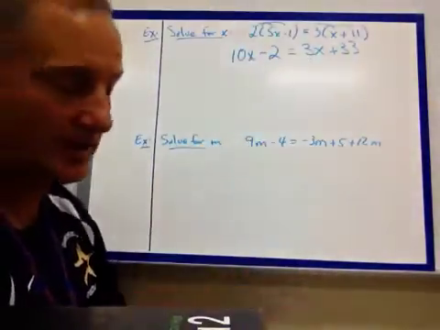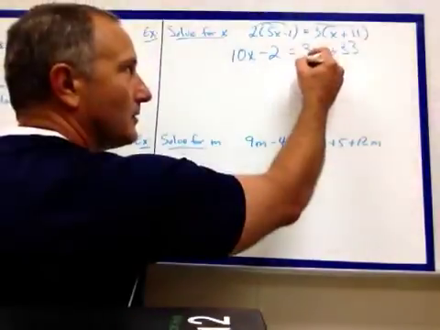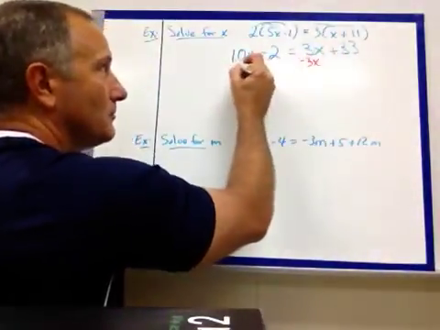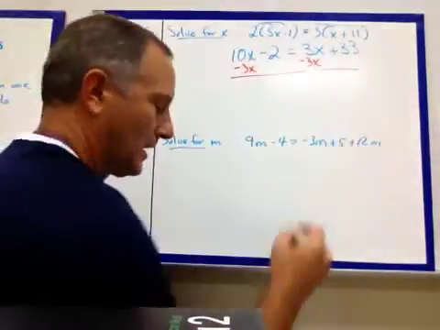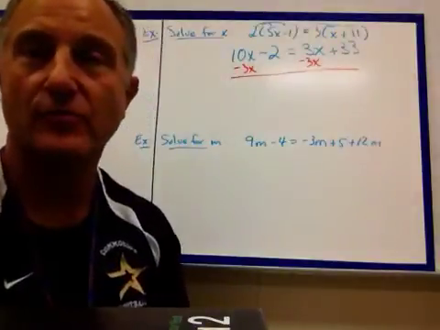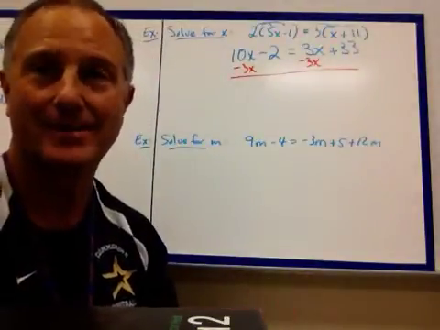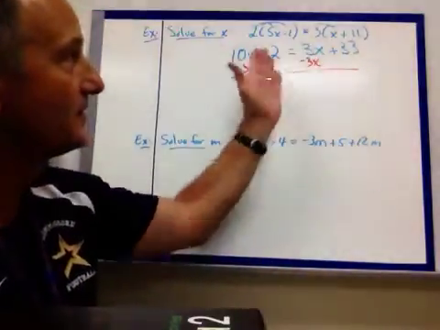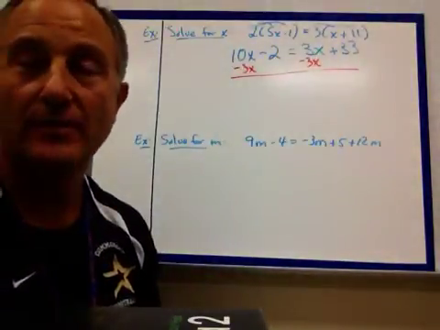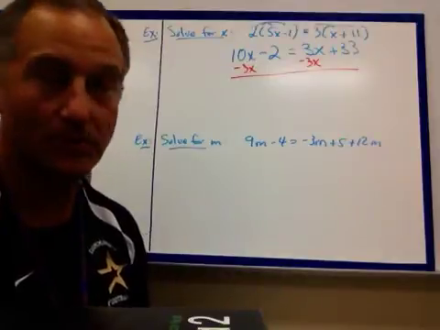Okay? I've got x's on both sides. 10x is bigger than 3x, so I'm going to subtract my 3x over. Okay? I always like to do that first. Is there another way to do the problem by not doing that first and still get the right answer? Yes. Okay? But I like to get the x's together first. That way it's a two-step equation. Okay?